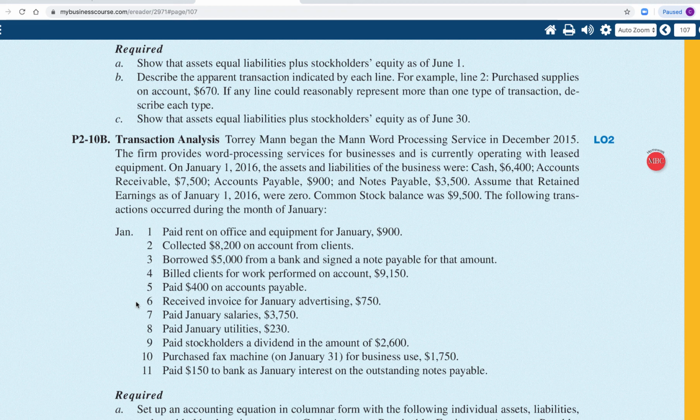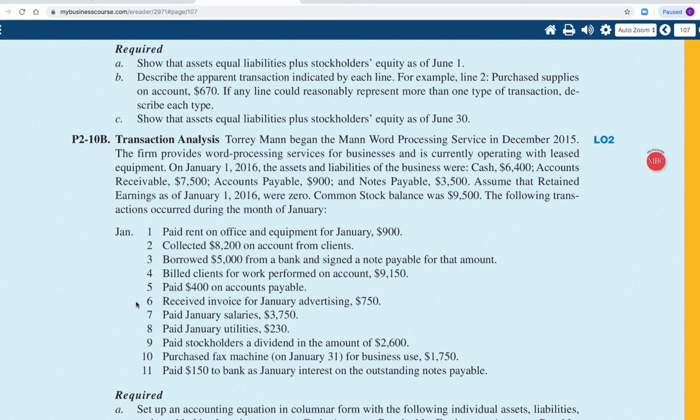So right off the bat, we need to identify first the dollar amount. Well, it's $750. That's easy, right? Second thing we need to do is identify which two accounts. Well, I'm not paying anything, right? But I owe somebody money. I have an obligation to pay somebody for advertising that we got, okay? Since I have an obligation to pay, that is an accounts payable. So that's my first account that I'm going to use, accounts payable.